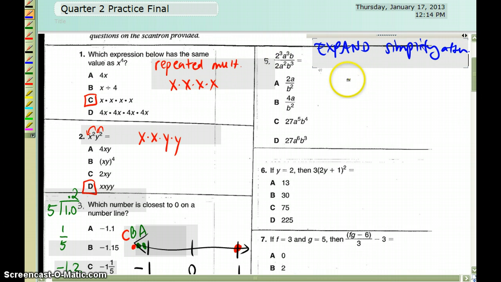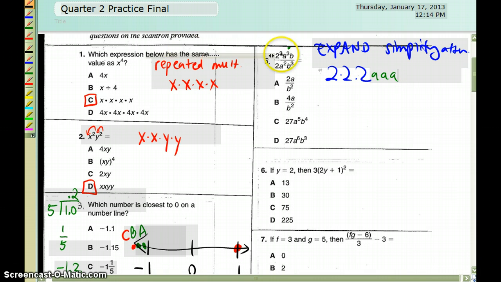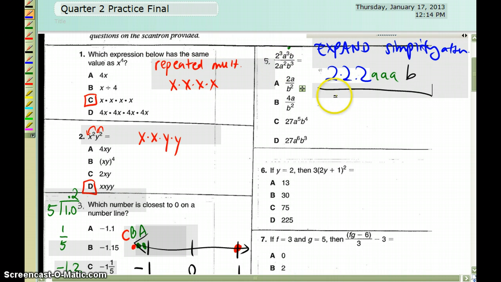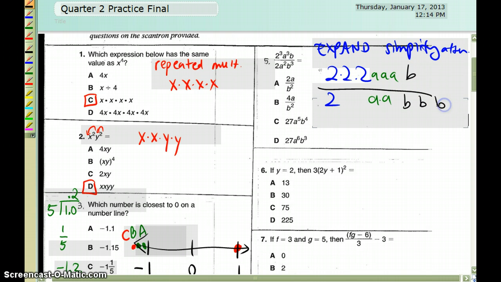So 2 to the 3rd means 2 times 2 times 2. A to the 3rd means A times A times A. B, 1B. And then I'm going to use my fraction bar in my denominator. I'm going to expand that out. 2 is just 2. A to the second power means A times A. And B to the third power means B times B times B.